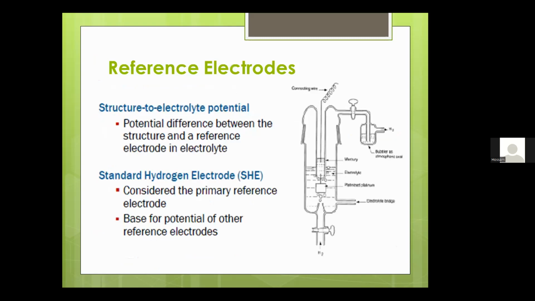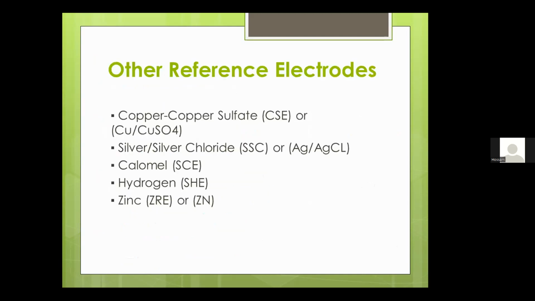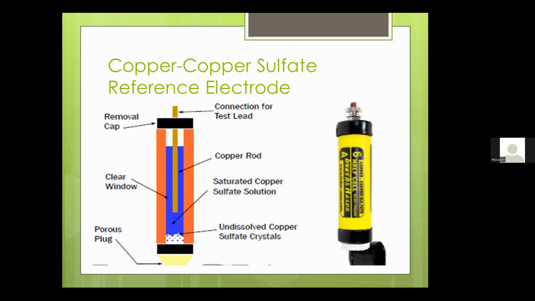Reference electrodes are used to measure the structure to electrolyte potential, which is a potential difference between the structure and the reference electrode in electrolyte. We should know the standard hydrogen electrode, which is a primary electrode and used to be the base of potential of other reference electrodes. The other reference electrodes used in cathodic protection are copper-copper sulfate reference electrode, silver-silver chloride, the calomel, and zinc reference electrode. Here is the copper-copper sulfate, which is the most popular one.